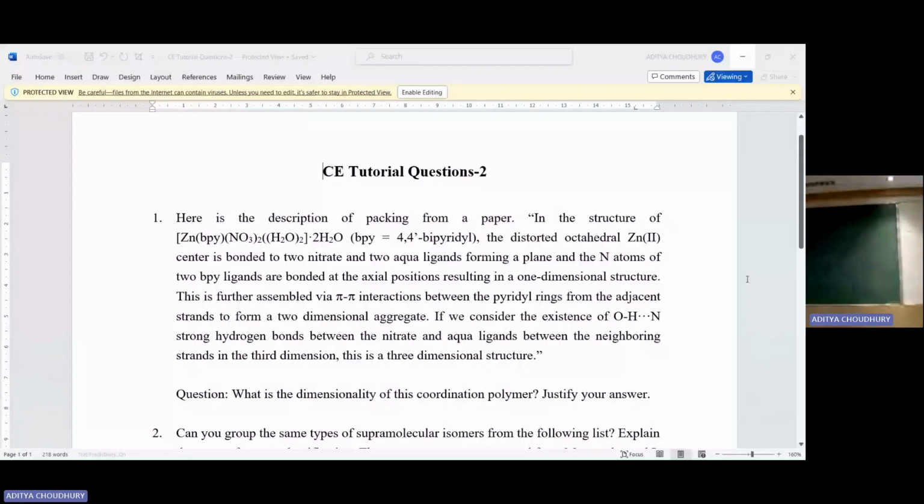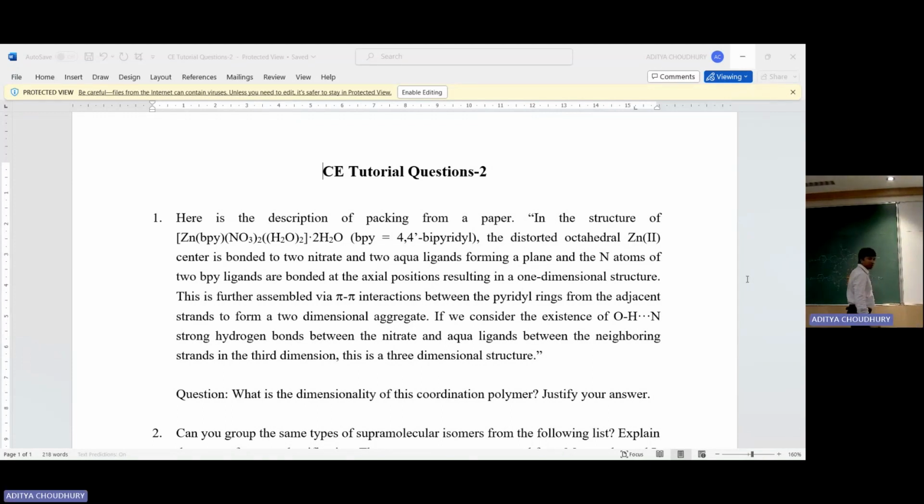So let's look at the first question. I think you're already studying about the MOF and coordination polymers, and Professor has taken a couple of lectures regarding that. So this question belongs to that. Here is a description of packing from a paper in the structure of a zinc BPY structure.